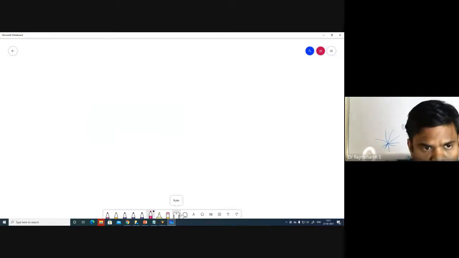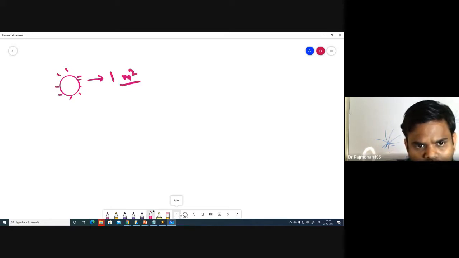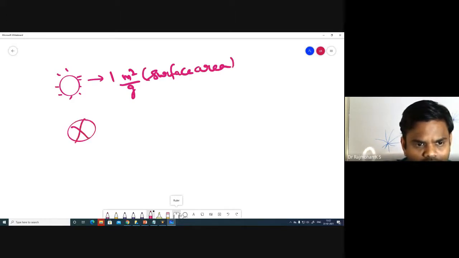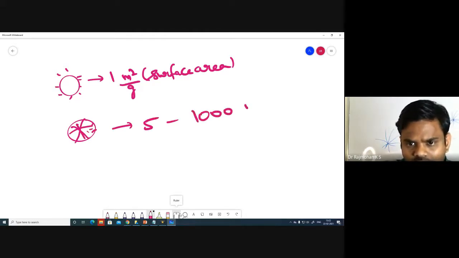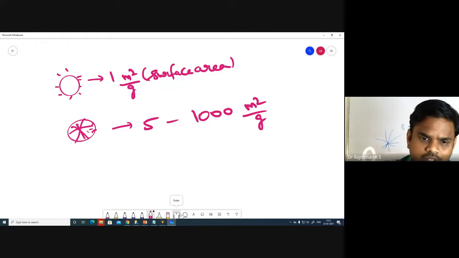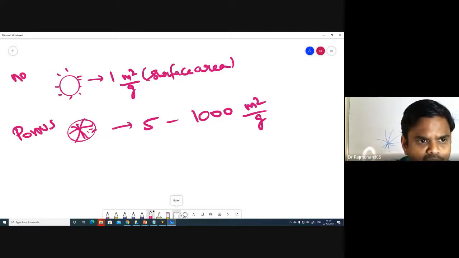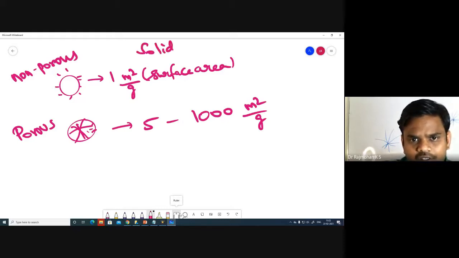I just told you that from only the outside surface of the catalyst we would be able to get only 1 meter square per gram of surface area. Whereas if it is a porous material, we would be able to get 5 to 1000 meter square per gram of surface area available per gram of the porous solids. Okay, so that is the difference between non-porous and porous solid catalysts.